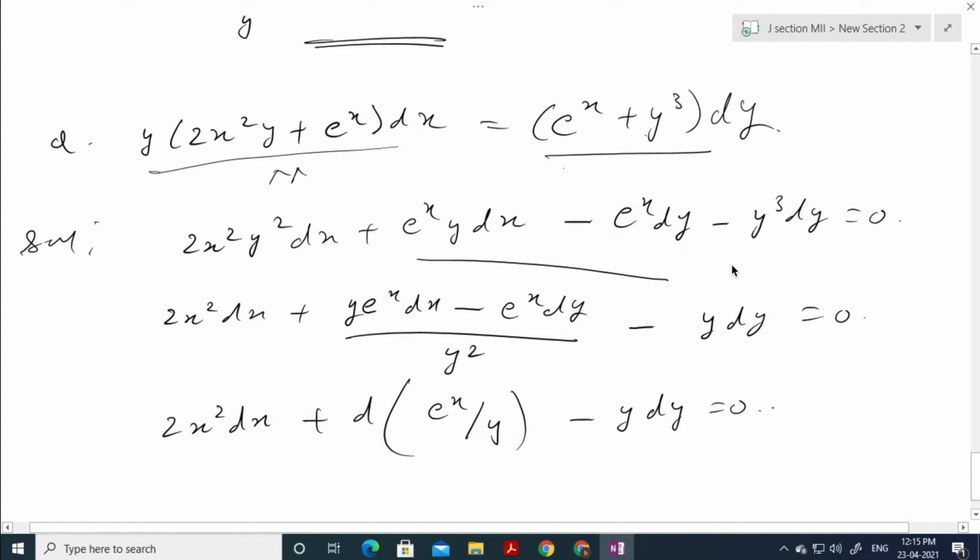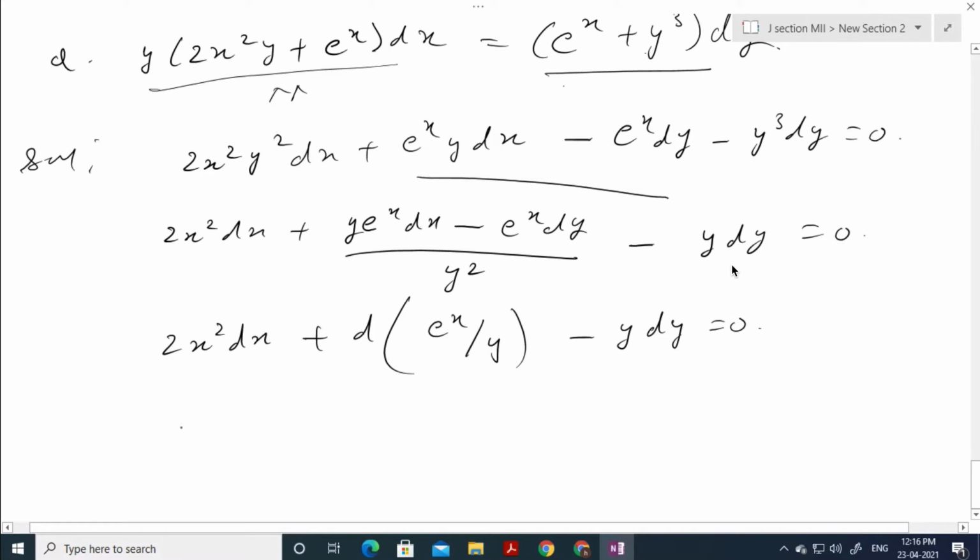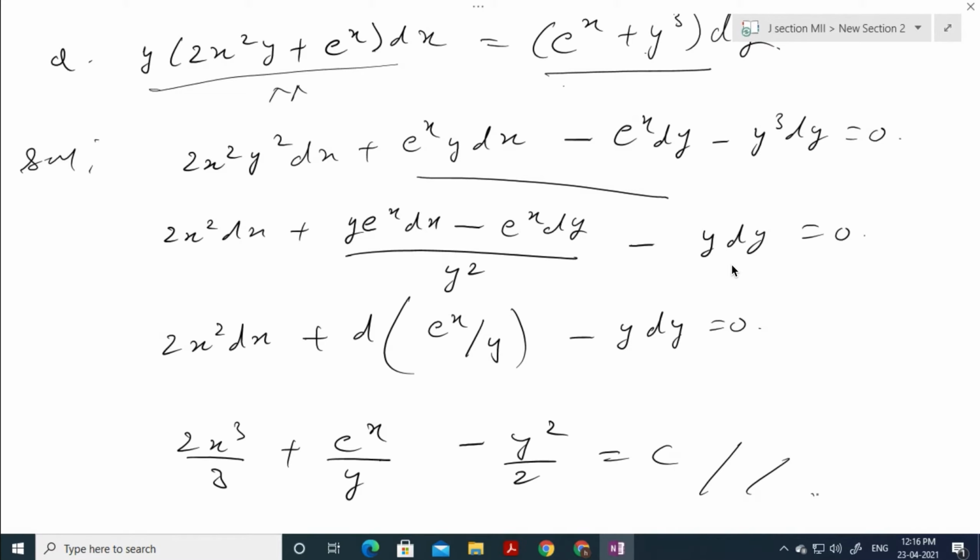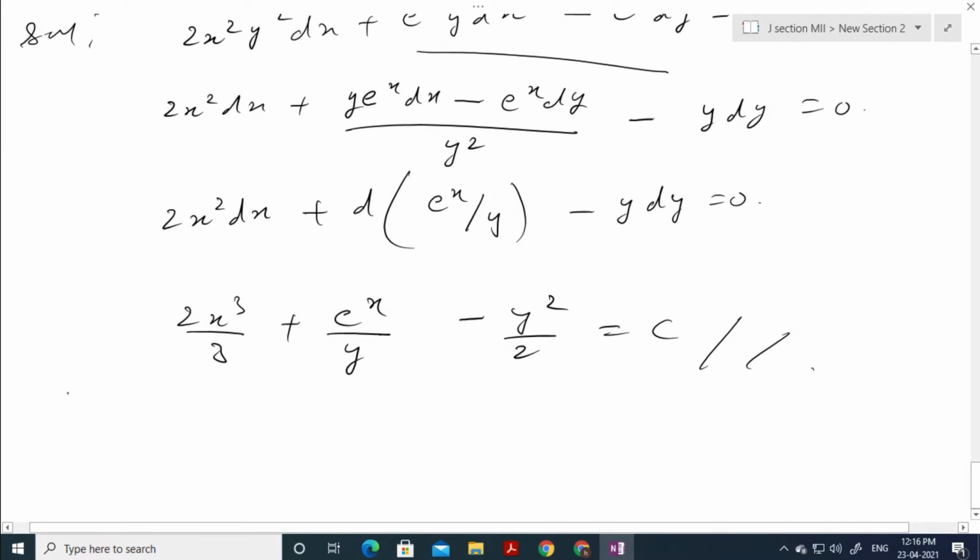So the solution of this will be, on integrating, you have to write all these statements that I am saying. On integrating you will get 2x cubed by 3 plus e to the power x by y minus y square by 2 is equal to c. So this is the required general solution. Understood all of you? Yes, ma'am. So now let us see the second method.